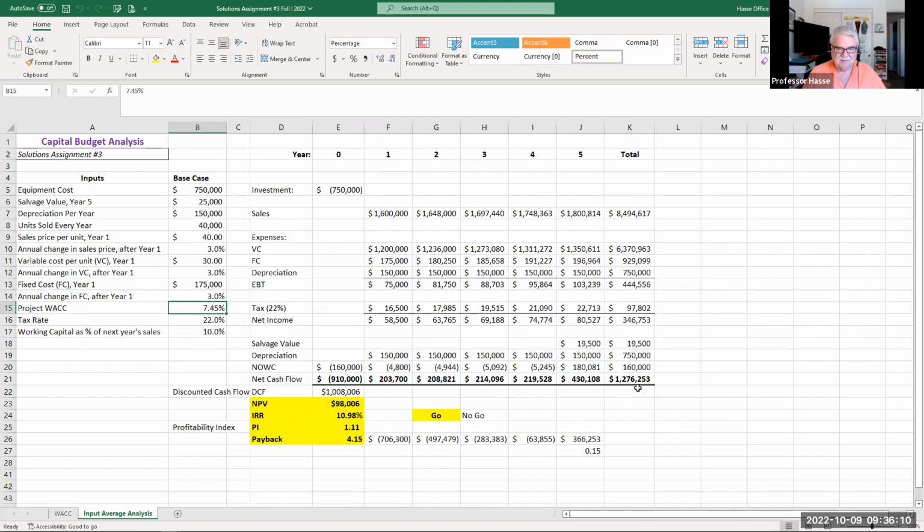as $1.76 million of sales inflating at 3% a year, variable costs inflating at 3% a year, fixed cost inflating at 3% a year, depreciation of $750,000 straight line over 5 years, a tax rate of 22%, and a salvage value of $25,000 in year 5, which is reduced by being a taxable gain on the disposal of that asset, thus you have to pay a tax.